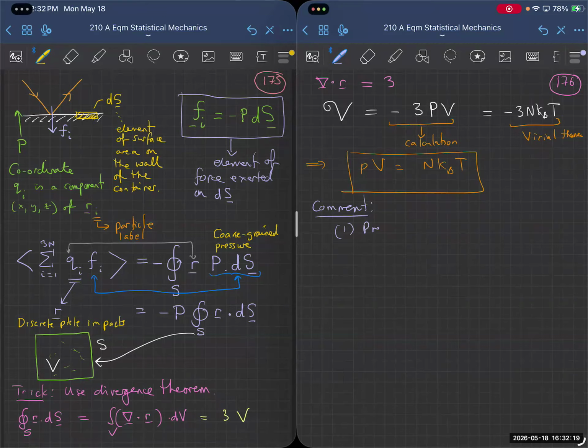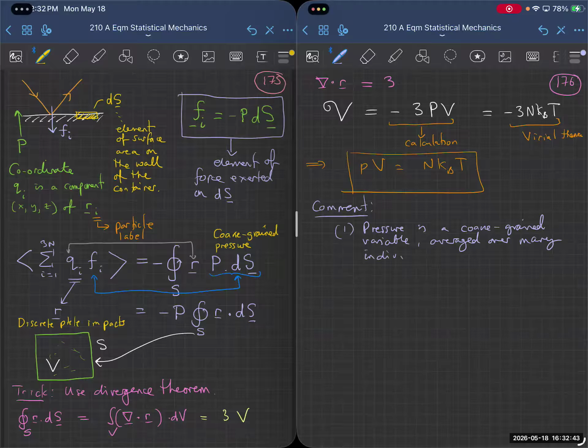variable pressure is a coarse-grained variable averaged over many individual particle collisions with the wall.